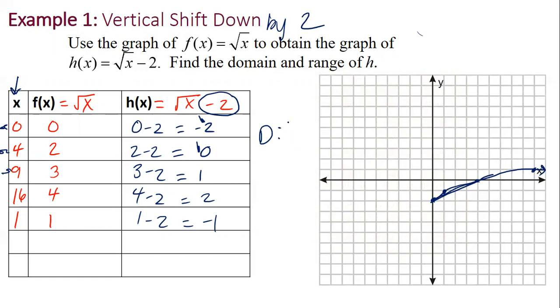Our domain is still from 0 to infinity. Our range, however, was affected. How did our range change? Where does it start at now? -2, and then to infinity. Do we see the difference? See? All right, that's a vertical shift, graphically and algebraically.